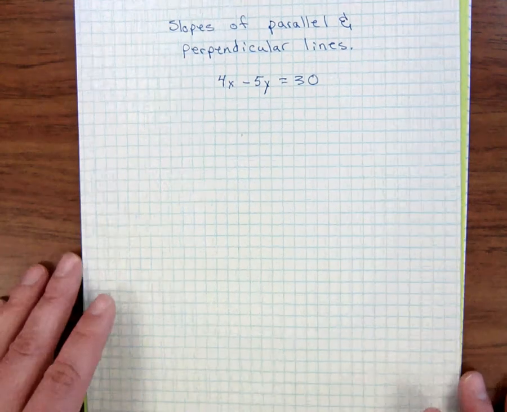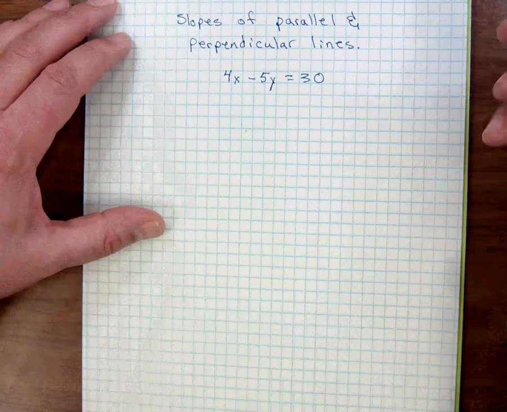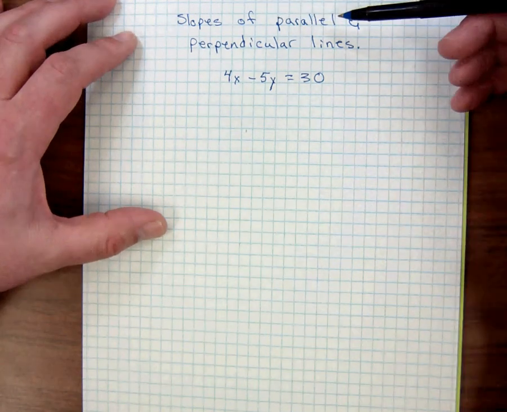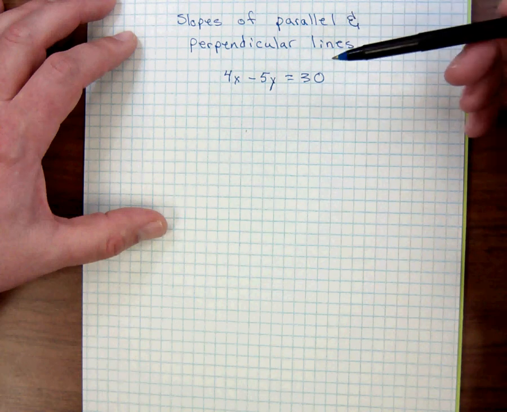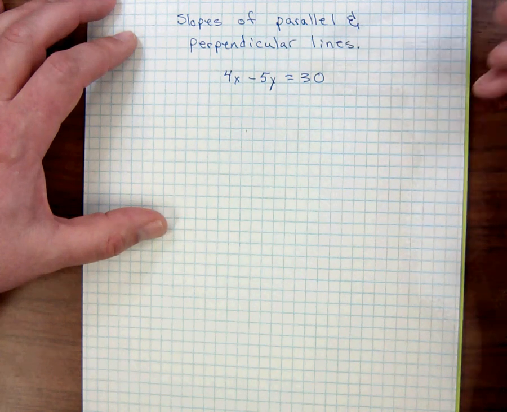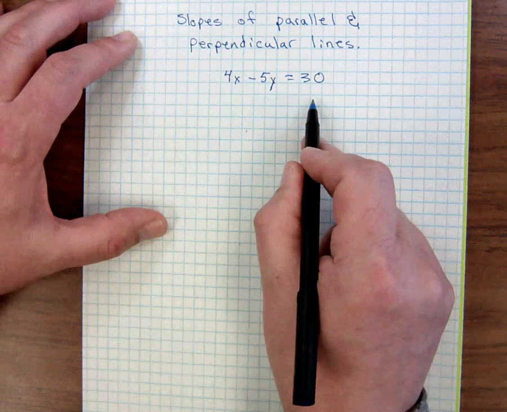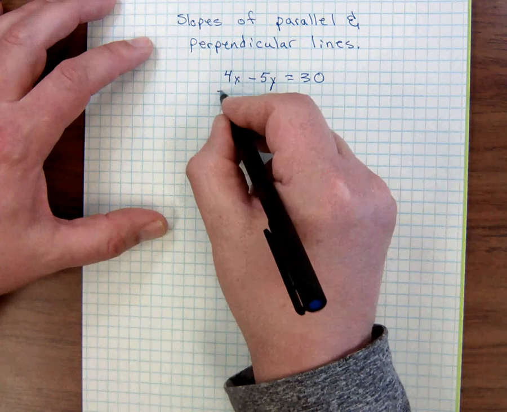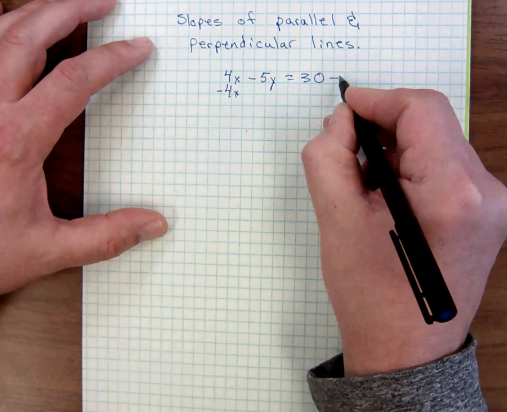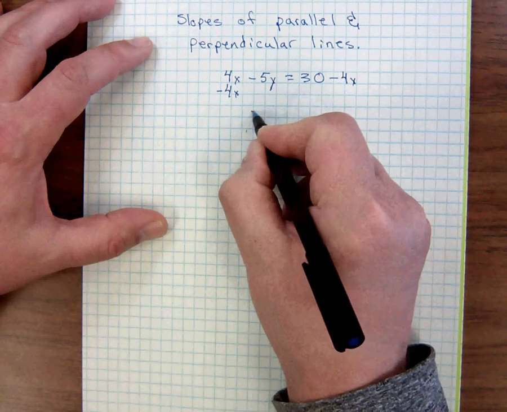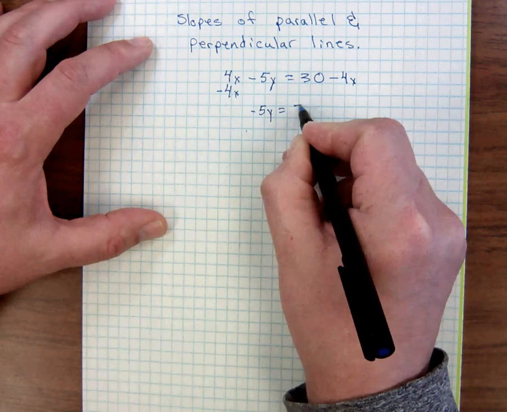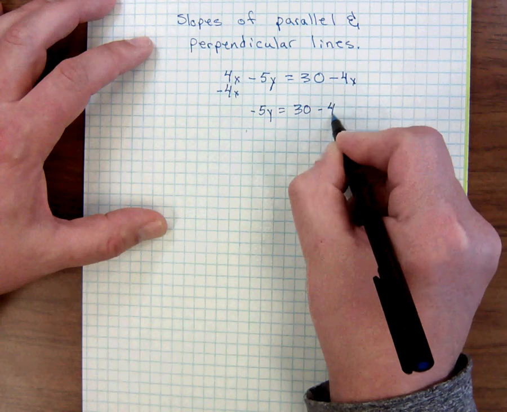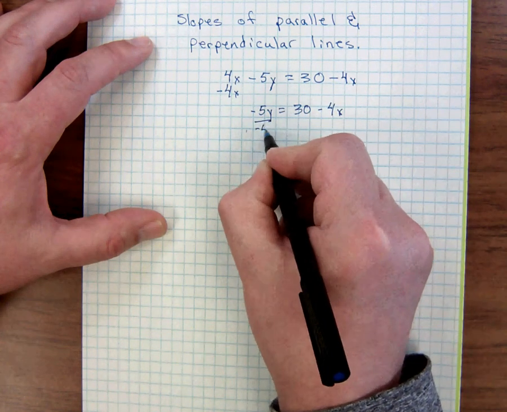The other thing that we want to talk about when we're dealing with slope-intercept form is we want to think about what the slope is of a line that's parallel and what the slope is of a line that's perpendicular. Again, notice we are not in slope-intercept form, so the first thing we're going to do is put it in that form. So we're going to subtract 4x from both sides. We're left with a negative 5y equals 30 minus 4x. We're going to divide by negative 5.